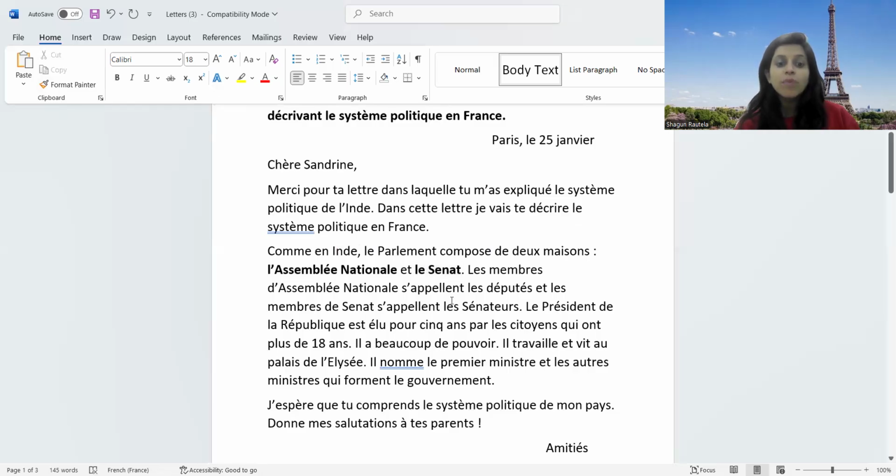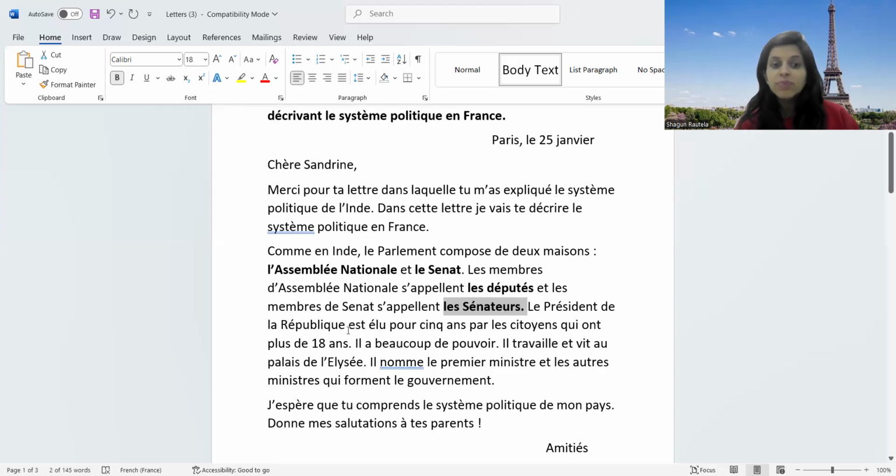Les membres de l'Assemblée nationale s'appellent les députés. The members of the National Assembly are called députés. Les membres du Sénat s'appellent les sénateurs. So this is also a very important fact. Les députés, les sénateurs. So the members who sit in the National Assembly are called députés. The members who sit in the Senate are called sénateurs.